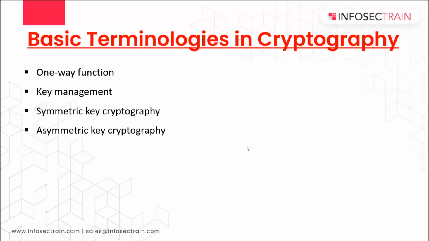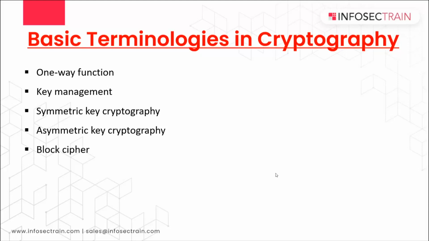Let me repeat both. The first one is symmetric key cryptography. Let's say there is a file. If that file has one key, you encrypt the file using that key and decrypt the file using the same key. Having only one key is symmetric key cryptography. If there are two different keys, one for encryption and another for decryption, you can't use the encryption key for decryption, and you can't use the decryption key for encryption. That is asymmetric key cryptography. Got it?